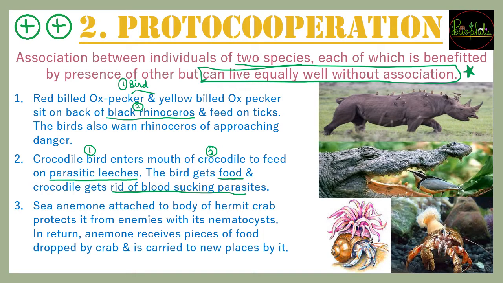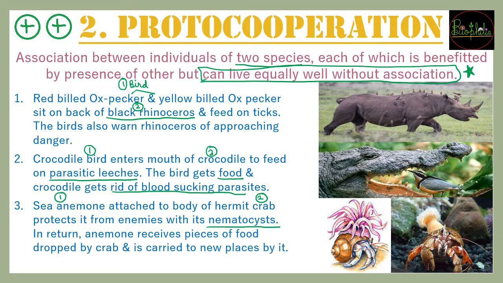Crocodiles को वो blood sucking parasites से मुक्ति मिलेगी and the bird is going to get its food. The third is going to be an example for sea anemone and the hermit crab. So sea anemone जो होता है वो hermit crab के shell के ऊपर जाके attach हो जाएगा, and the sea anemone, since it is going to be a nematocyst having organism, so उसके पास protection के लिए nematocysts होंगे.